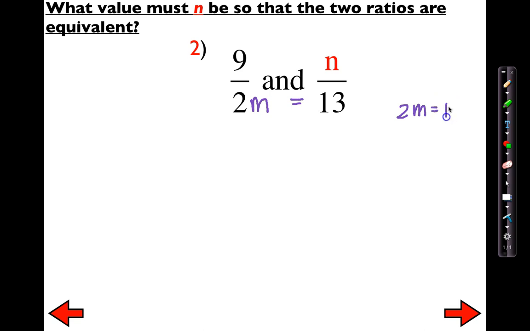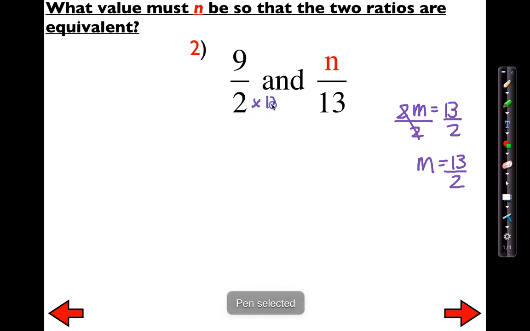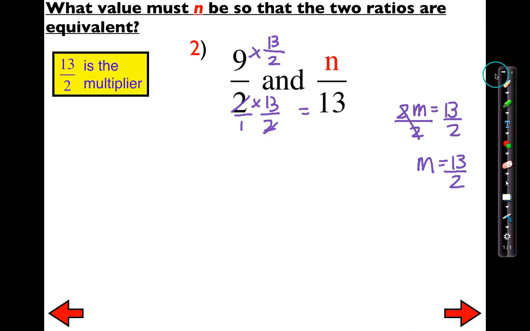2m is 13. I'm going to solve for m, divide both sides by 2, and that's going to leave me 13 halves. So here I'm going to go ahead and claim that 2 is being multiplied by 13 halves. And let me just double check that this is true. So yes, that's what I'm going to claim is my multiplier. So let me just go ahead and write that down there. But I still need to figure out what the value of n is, so I'm going to go ahead and simplify that. So 9/1 times the value 13/2 is going to equal n.